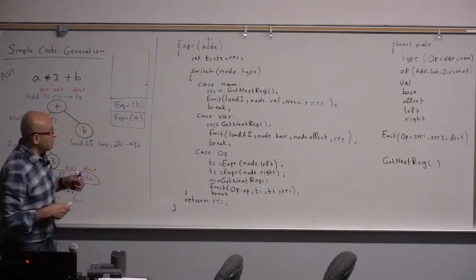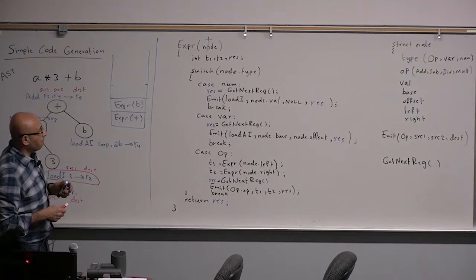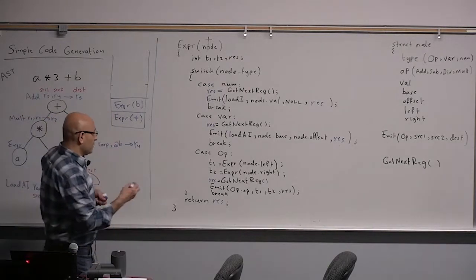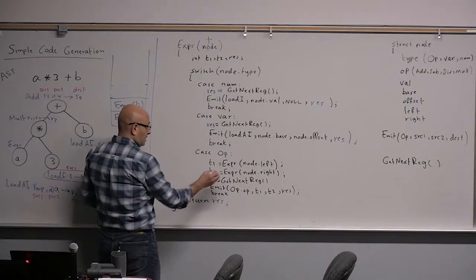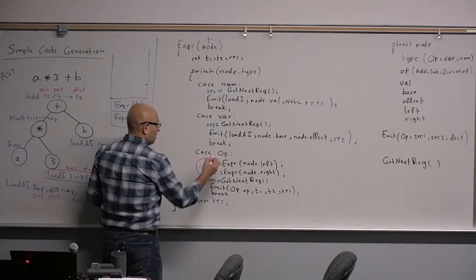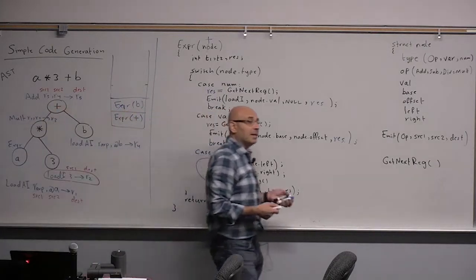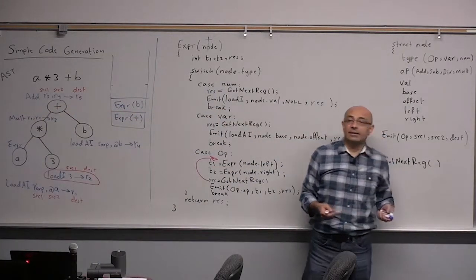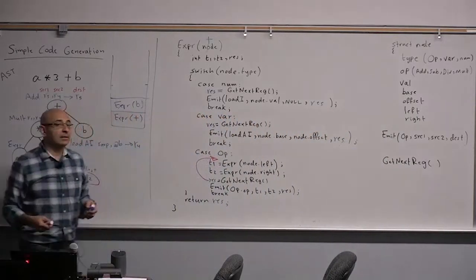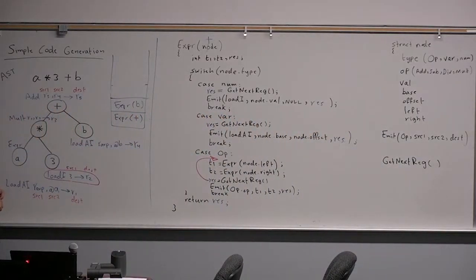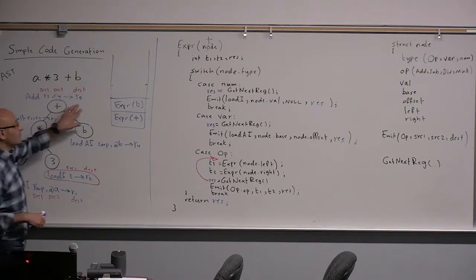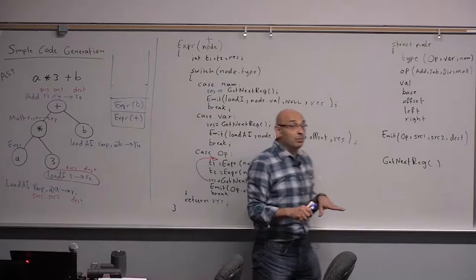Now, okay, question. If I move this result, get next register, if I move this here, will it work correctly or not? Okay, I think it will work correctly. Yeah, it still works correctly. But what difference will there be? Yeah, the register allocations won't be in the order that we showed in the example. They'll be different. Okay, so different register numbers will be used, but it will be correct.